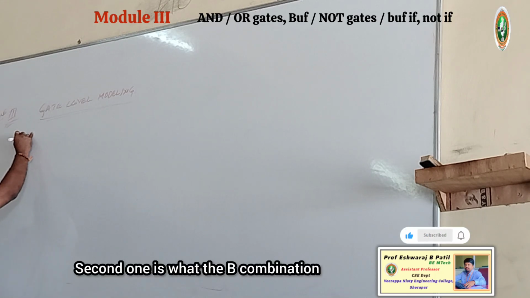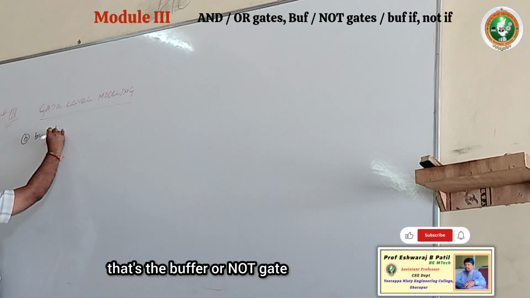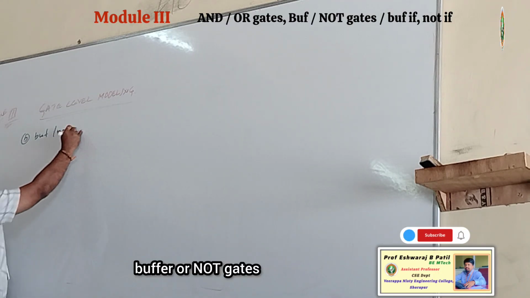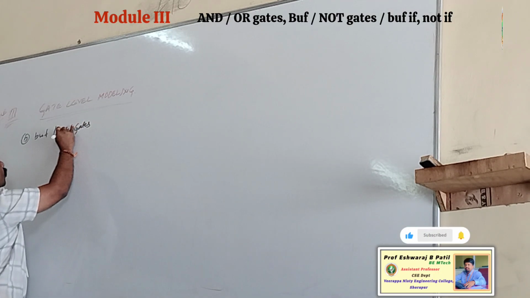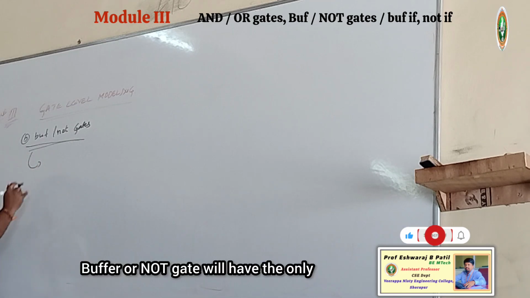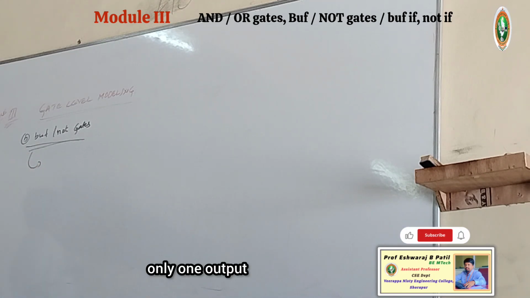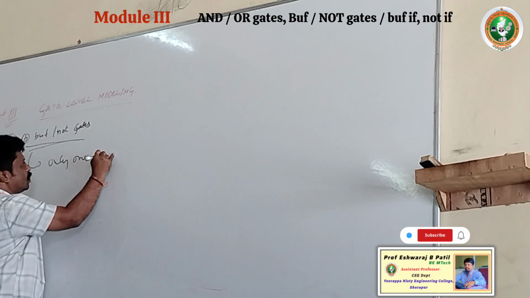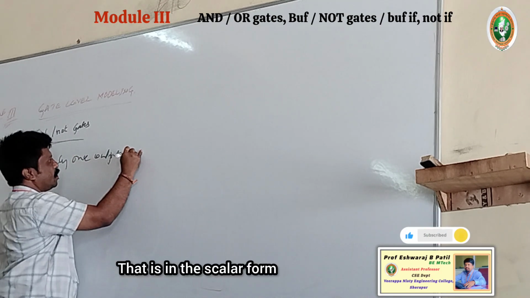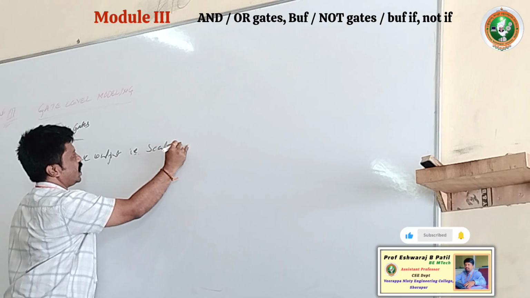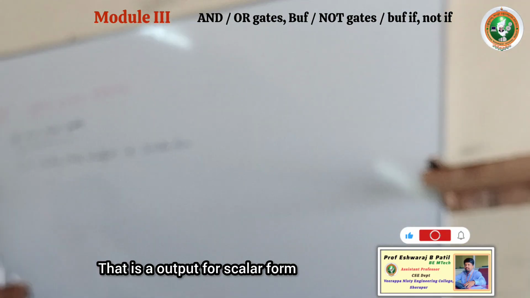Second one is the buffer and NOT gate combination. So the buffer or NOT gate will have only one output, that we call scalar form. This will not change the value of the output. That is the output in scalar form.